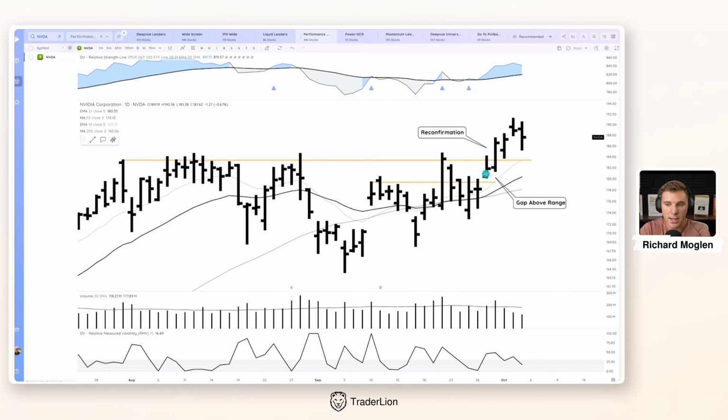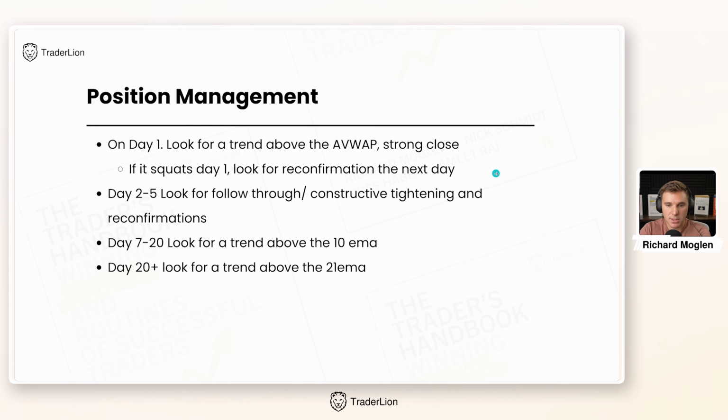So this would be another way if you don't want to use intraday entry tactics: just look to enter the next day. If we kind of gap up, hold, and then push higher the next day, that can be another way to enter while managing risk.